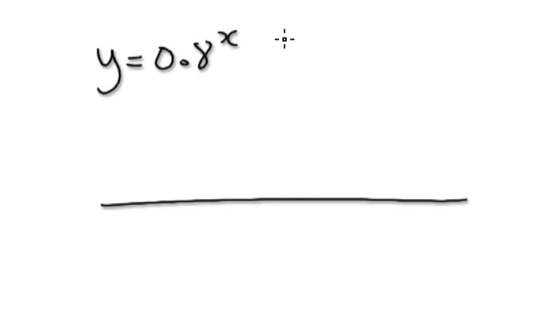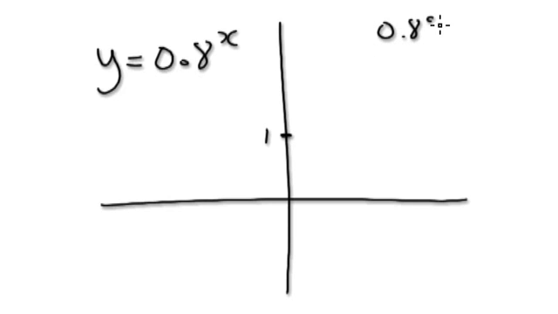In the last video, we looked at y equals 0.8 to the power of x. And when you graph it, it will look something like this. It will cross over at 1 because 0.8 to the power of 0 is 1. So you know it crosses here. And as x increases, this thing here heads towards 0.